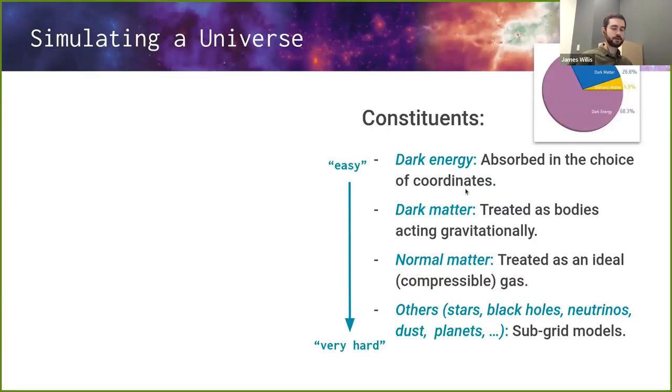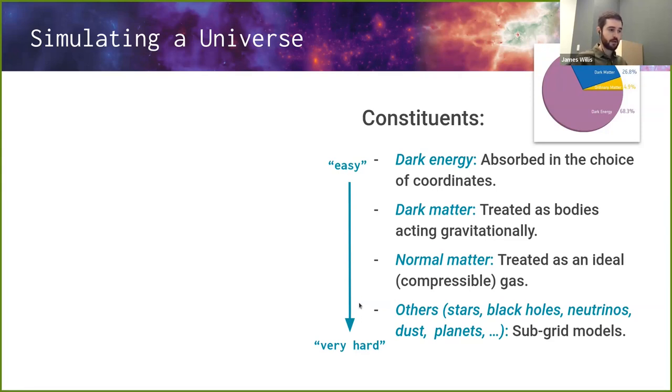Okay. So in order to do this, what do we need? The universe is mainly made up of three principal components: dark energy, dark matter, and normal matter. The dark energy is very easy to simulate, as we can just absorb it into our choice of coordinates. The dark matter can be simulated by treating individual bodies as they evolve through the gravitational force. And then normal matter, the baryonic matter, is treated as an ideal gas. Again, this gas is simulated with what I'll come on to, these SPH particles.